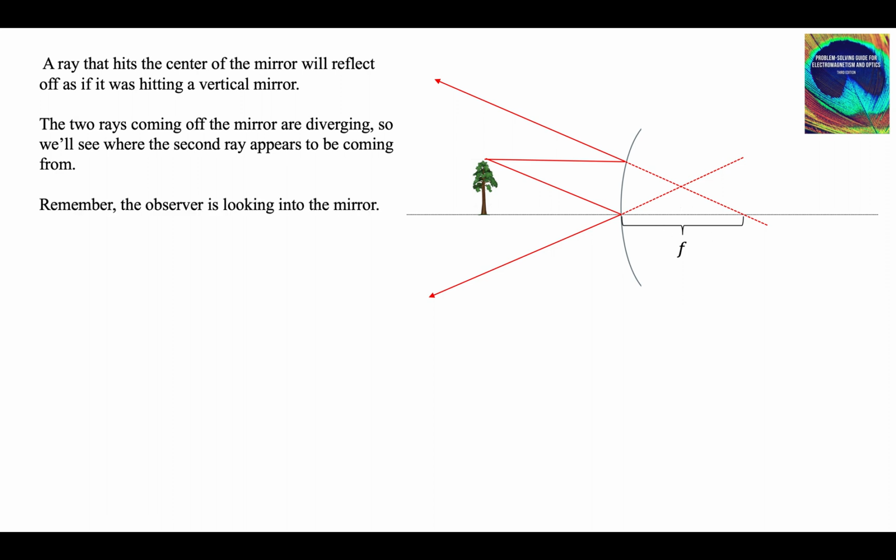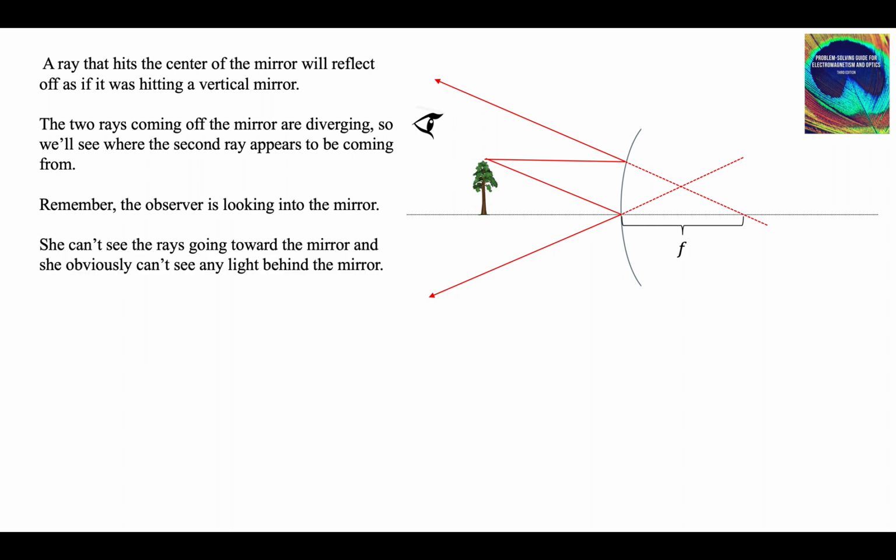The observer is looking into the mirror. She can't see the rays going toward the mirror, and she can't see any light behind the mirror because there is no light behind the mirror. The image is where the light appears to be coming from, which is right there. And that's consistent with the problem statement, which is that the image is half the size of the object.